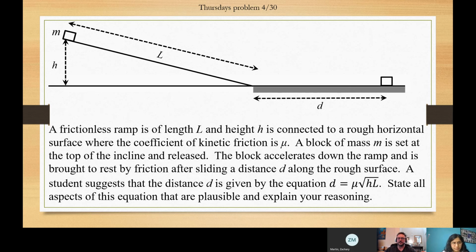Okay, let's think about this for a second. D and mu. Well, if mu goes up, what's going to happen to d? Well, it's going to have to go down. Okay, so if that's the case, how does that look? It's got to be in the denominator. Okay, I got you. Now the square root aside, we'll deal with that later.